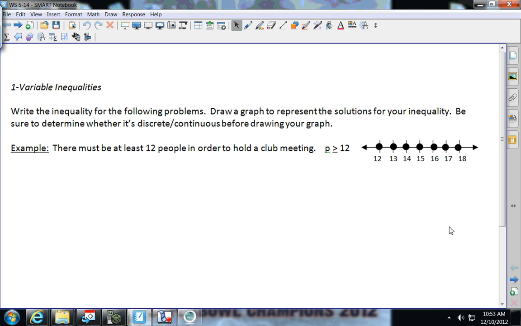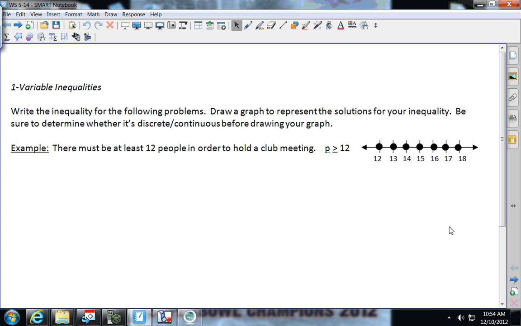Okay, this is going to go over and review some of the one variable and two variable inequalities. The first thing says write the inequality for the following problems. Draw a graph to represent the solutions for your inequality. Be sure to determine whether it's discrete or continuous before drawing.